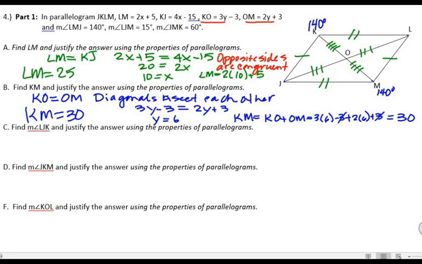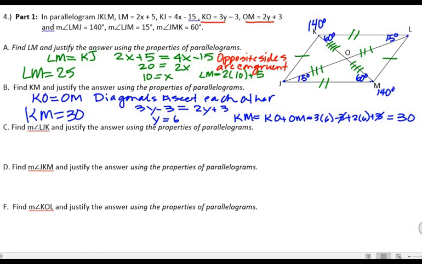It tells me that LJM, this angle right here, is 15, which means this angle up here is 15 because they're alternate interior angles to each other. And then JMK is this angle right here. This is 60 degrees, which means this one up here is 60 because, again, they're alternate interior angles.